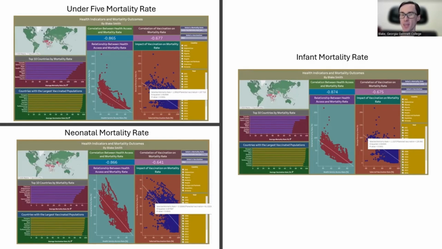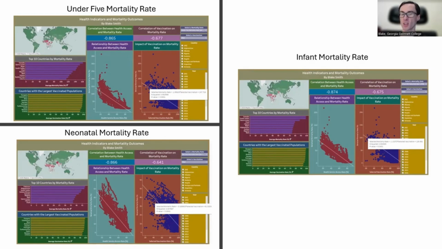mortality rates. The p-values for each relationship remain very small, confirming that these results are statistically significant. Additionally, the R-squared values are higher than what we observed with MCV2, averaging around 0.44 across the three mortality rates. This indicates that DTP3 vaccination rates account for approximately 44% of the variation in these mortality outcomes. Overall, these findings suggest that higher DTP3 vaccination rates are strongly associated with lower child mortality outcomes.